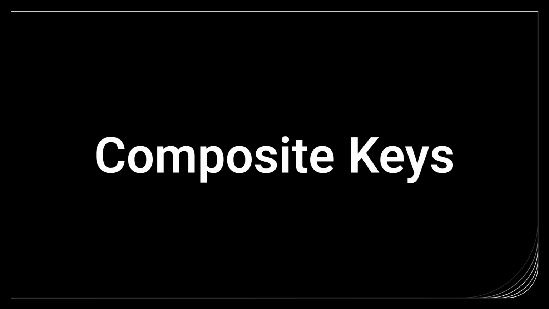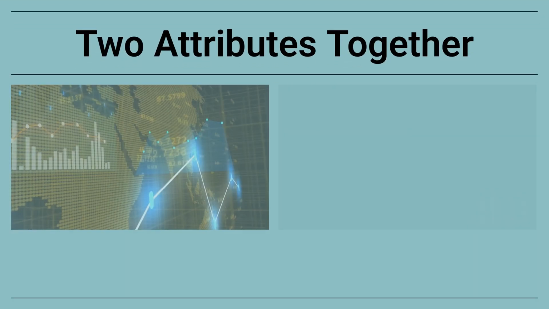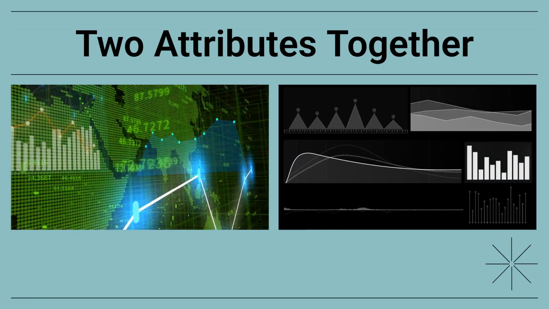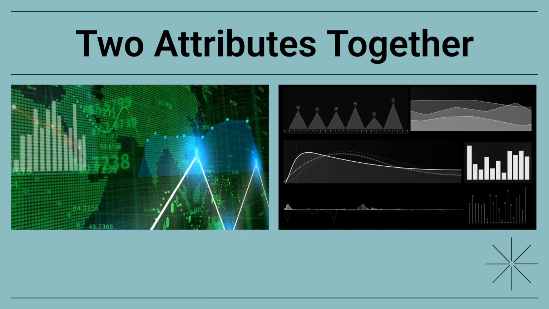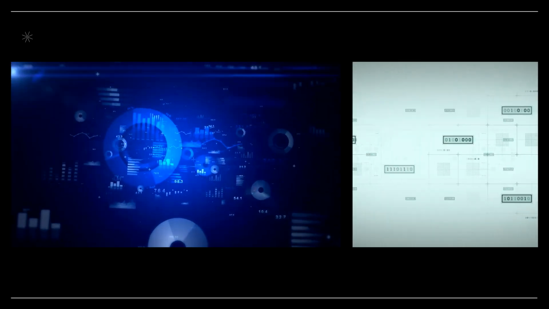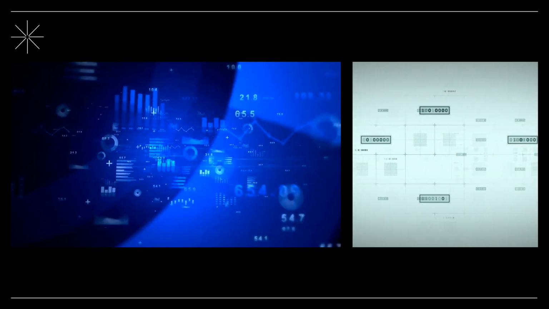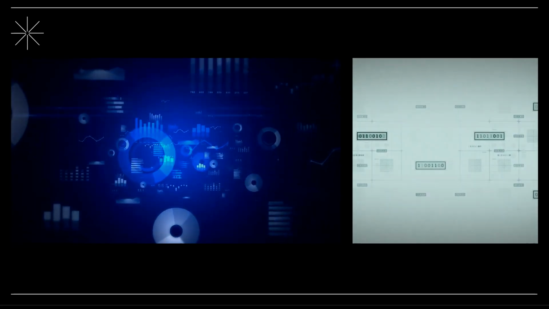But what happens when a single column isn't enough? That's where composite keys come in. A composite primary key requires two or more attributes working together to guarantee the uniqueness of each record. This approach is chosen specifically when no single, simple attribute can sufficiently provide that uniqueness.